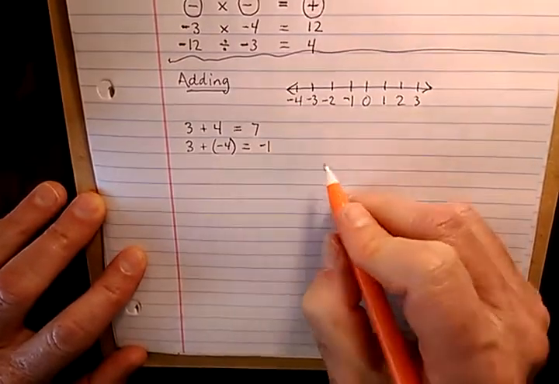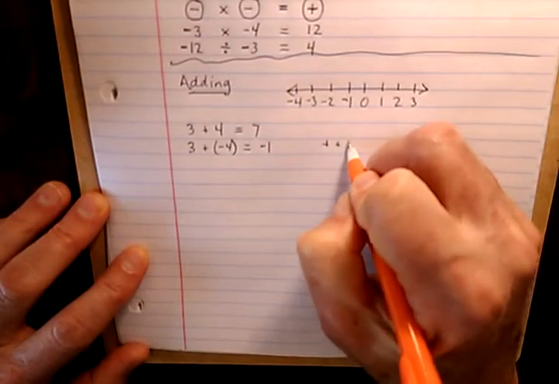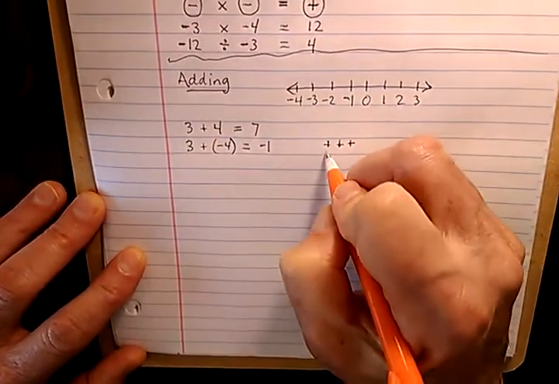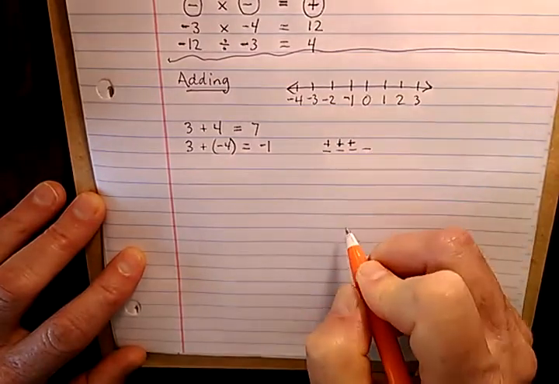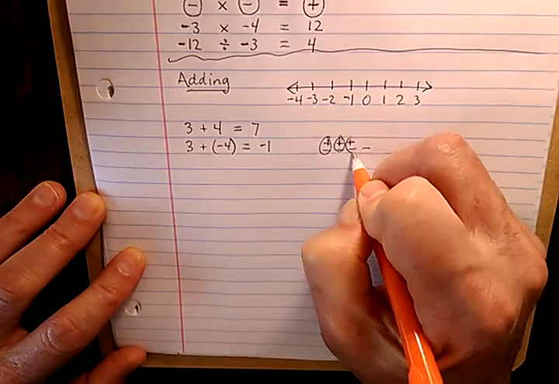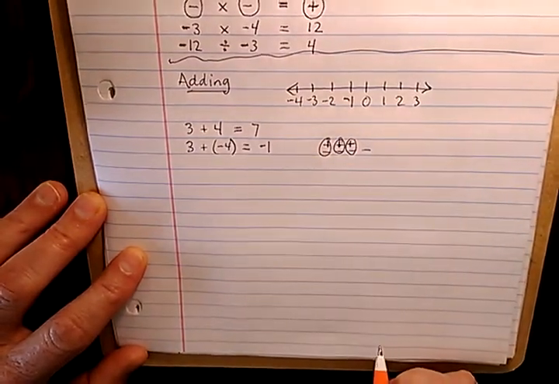Remember, the other way to do it is to draw the picture. So if we had 3 positives, we could do 3 positives on our paper, and then 4 negatives, 1, 2, 3, 4. And you can see we have more negatives than we do positives. These are zero pairs. 0, 0, 0 plus negative 1 means we have negative 1 as our answer.